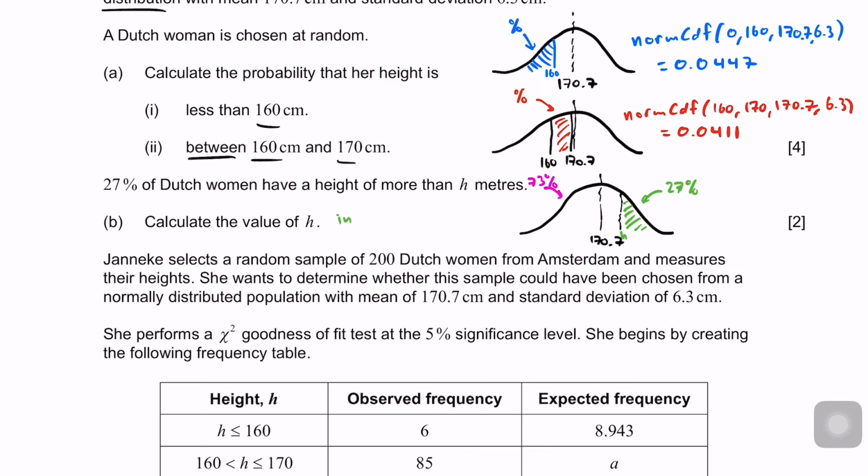So inverse normal. This is 0.73, 170.7, 6.3, and this is just going to be equal to 174.56, or I guess 170.56, and then to 3 sig figs, this would actually just be 175 centimeters.